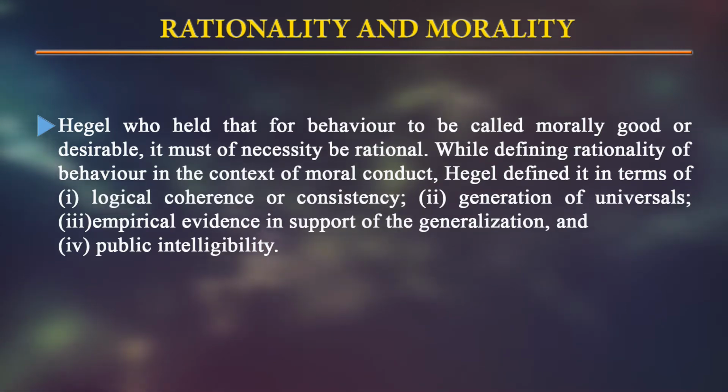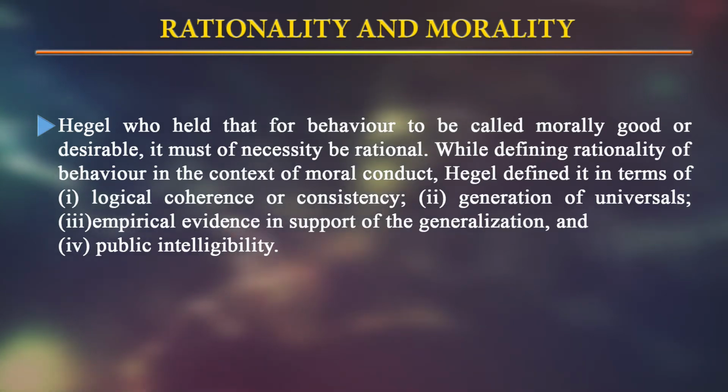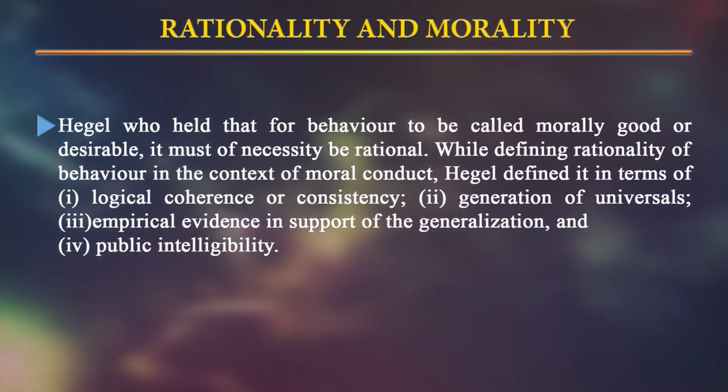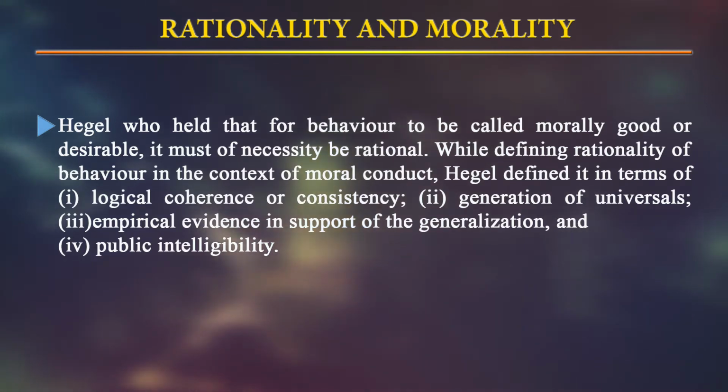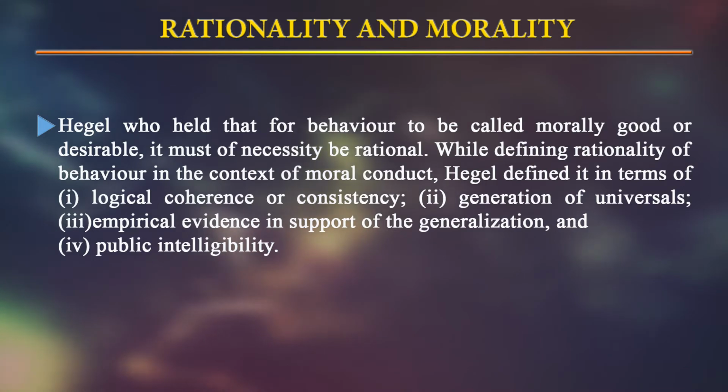While defining rationality of behavior in the context of moral conduct, Hegel defined it in terms of: 1. Logical coherence or consistency, 2. Generation of universals, 3. Empirical evidence in support of the generalization, and 4. Public intelligibility.